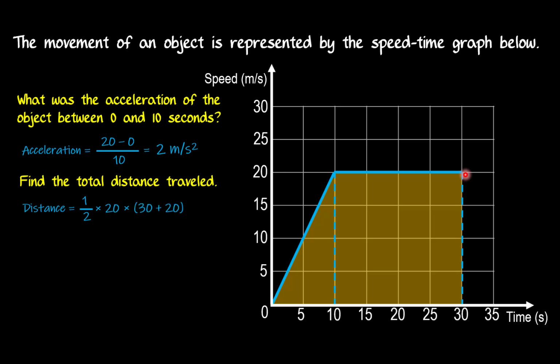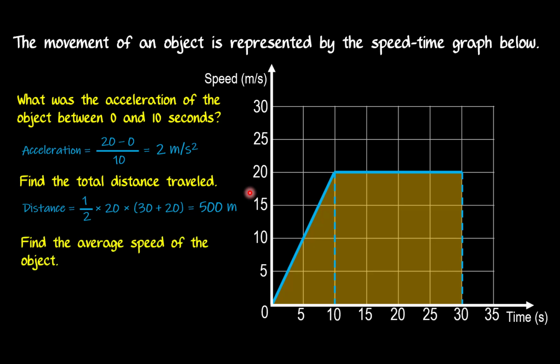dimensions. So 30 plus 20. 30 is this length here, and 20 is this length here from 10 to 30. And that gives you 500 meters. So this object traveled a distance of 500 meters.